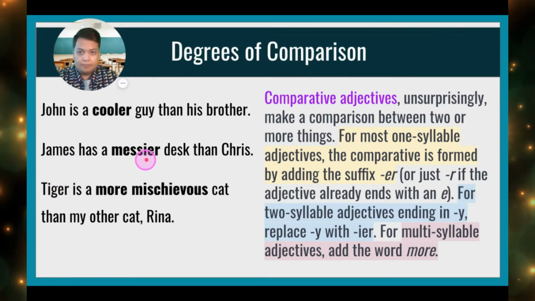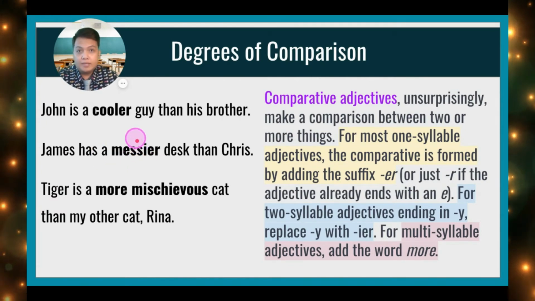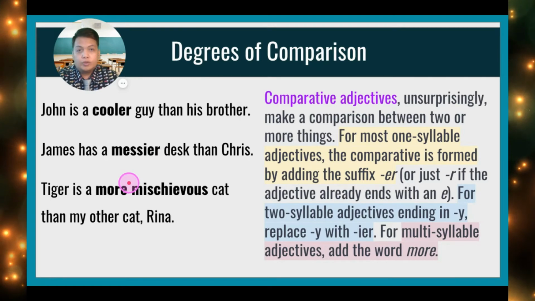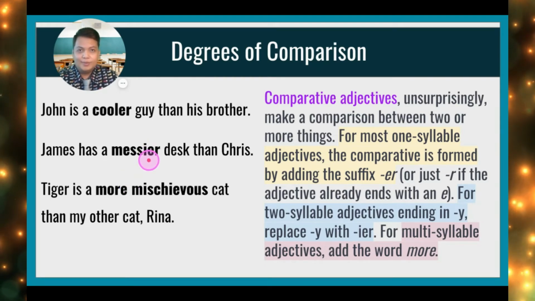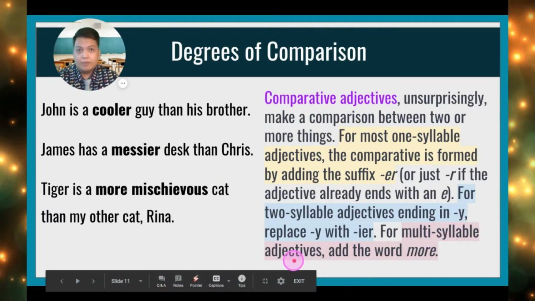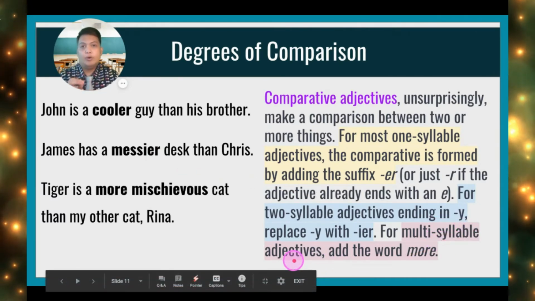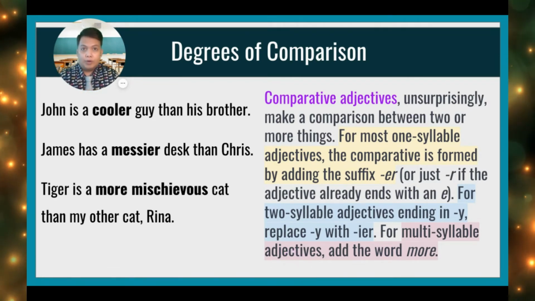So messier. The absolute form of the adjective here is messy, which ends in y. So we change y to i and add er. Cool? All right, very good. Now, for multi-syllable adjectives, meaning more than two syllables, add the word more this time.